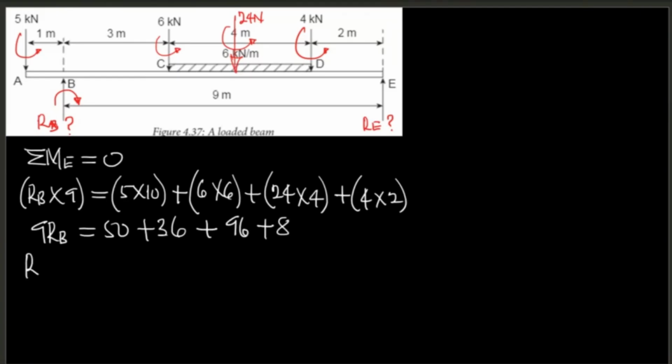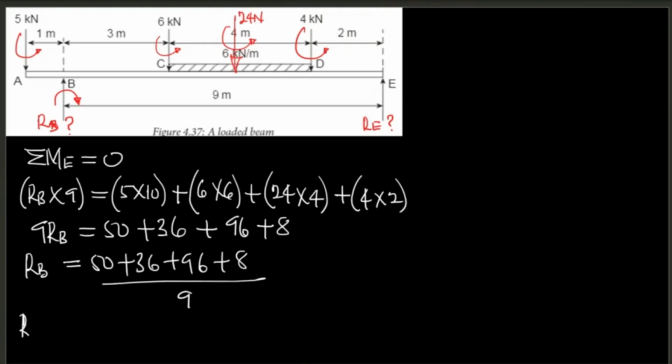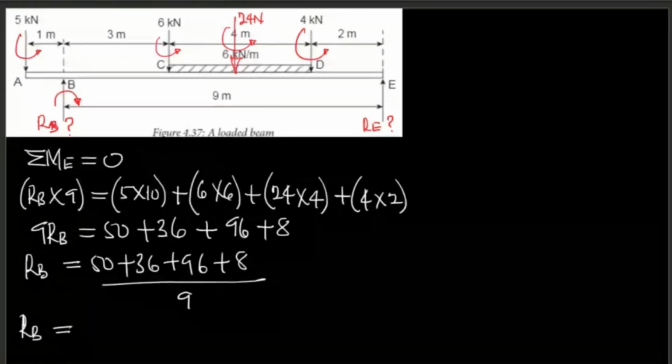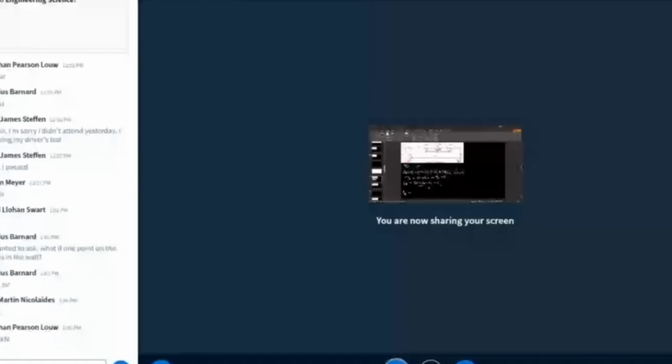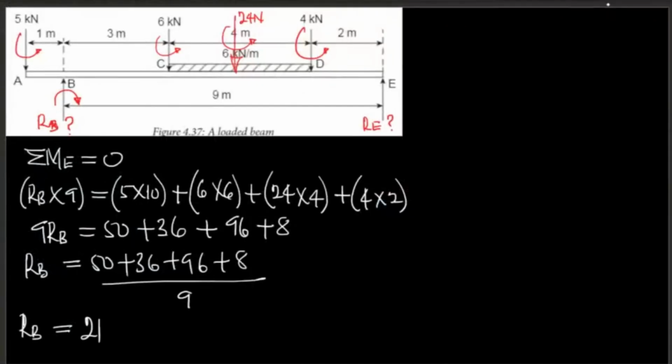So I want someone to give me the value of the reaction at B. It's going to be 50 plus 36 plus 96 plus 8, all divided by 9. What did you guys get? I'm expecting that you would have solved this question. Okay, 21.11. You're going to use the same unit, which is kilonewton.